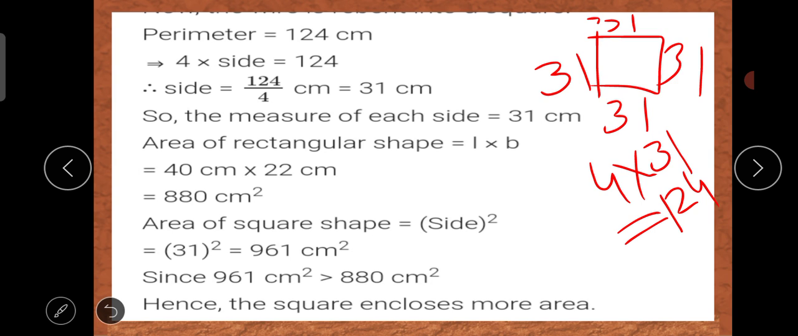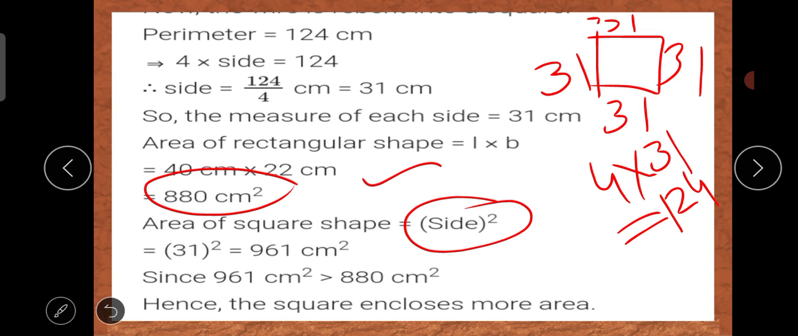Now they told to find the area of rectangle shape. It is length into breadth given. Okay, which is given here 40 centimeter and 22 centimeter. So what we got here? Area 880 centimeter square. Now find the area of square. Put the value. Formula is what? Side into side, or side square, or side multiply side. So 31 multiply by 31, we will get 961.